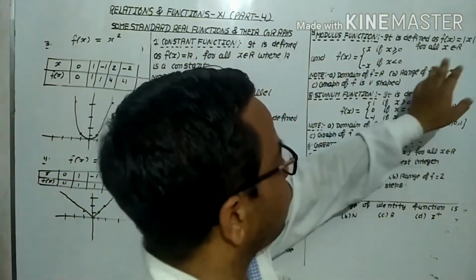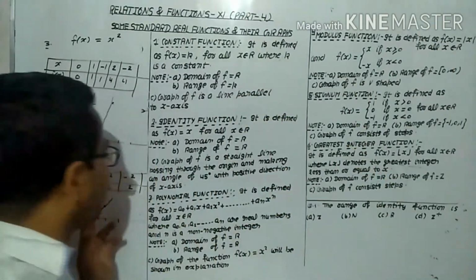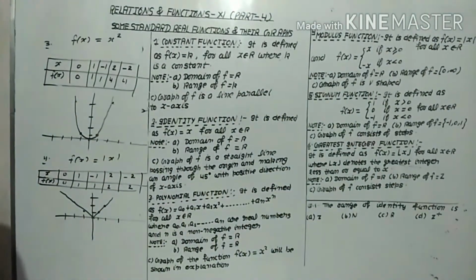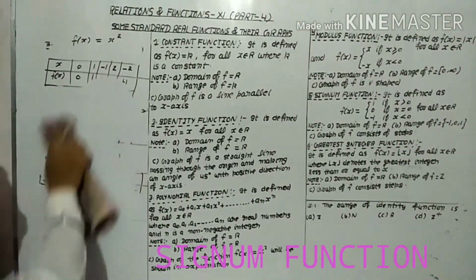The domain of this one is real numbers and the range is very important: closed bracket 0 to infinity. Next is the signum function. This is very important. What is this signum function?